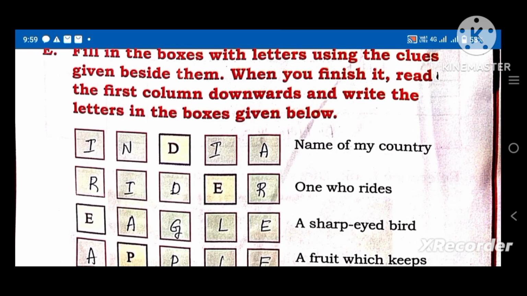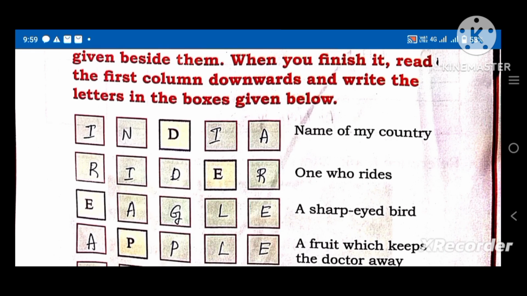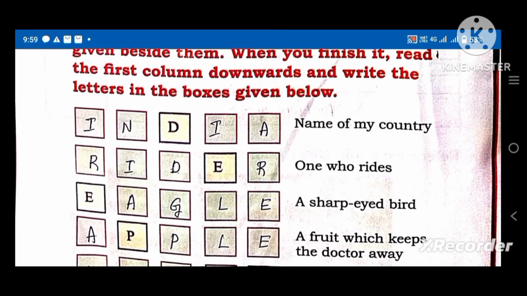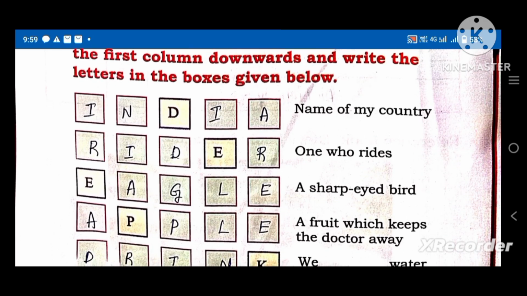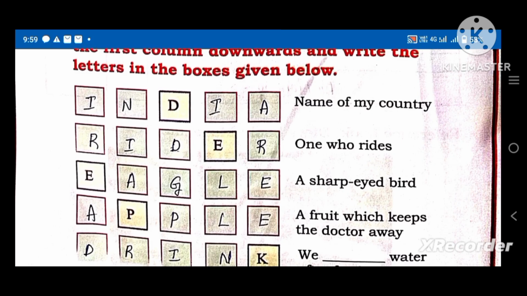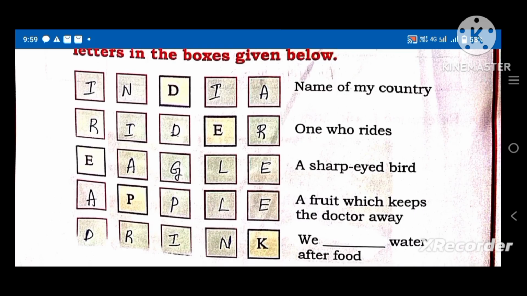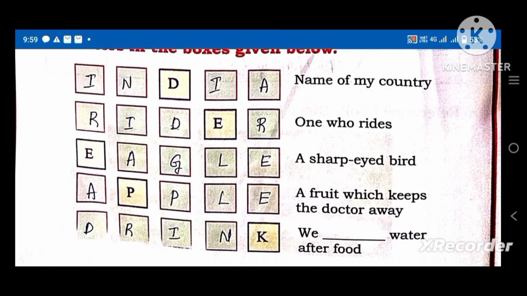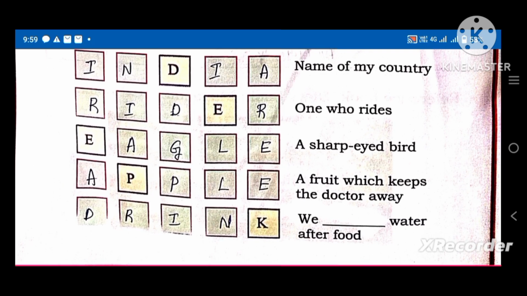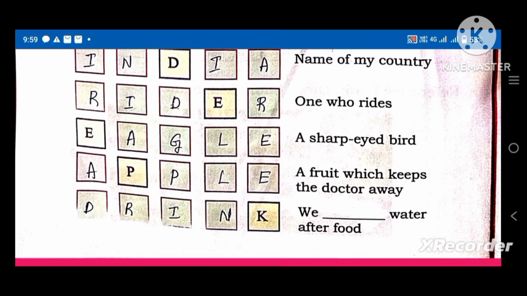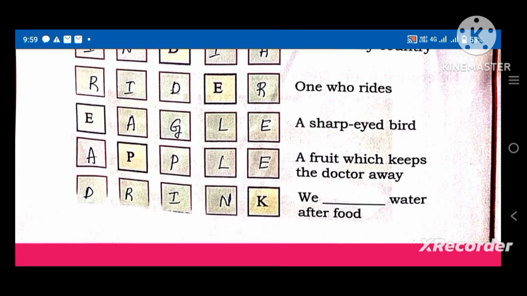A fruit which keeps the doctor away, apple. We drink water after food. Drink.